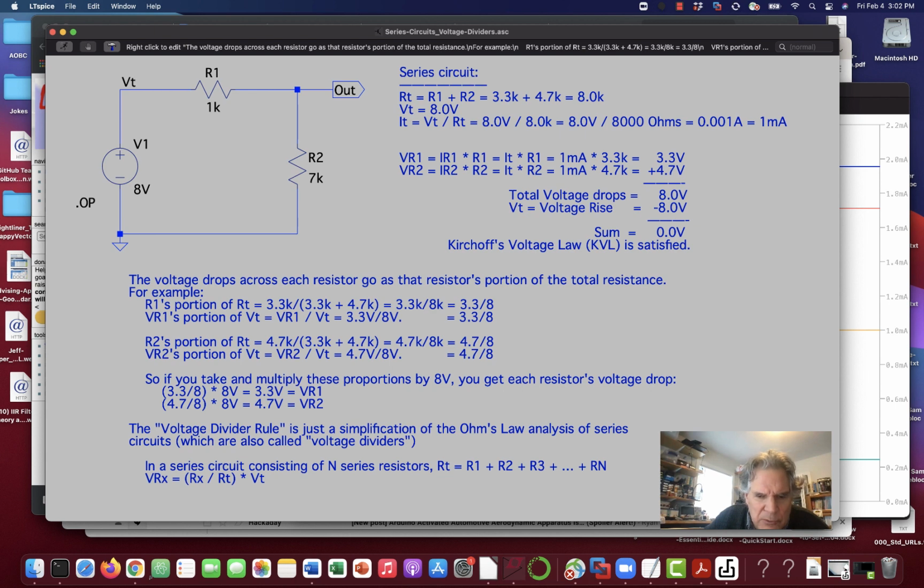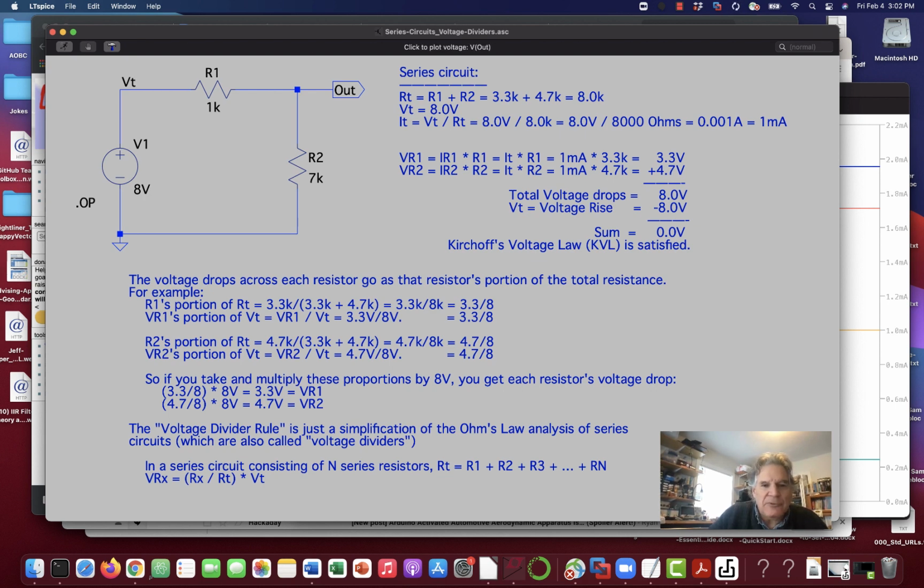Again, the voltage divider rule is just a simplification of the Ohm's law analysis. What it says is that we would have gone here and calculated the total resistance, RT equals R1 plus R2. And that's just what they're doing here. Essentially, you see this part here that says VT over RT? Well, that is your total current. Then you multiply it by whichever resistor you care about, and you get the voltage across that resistor. So VT divided by RT is IT, and then you multiply it by the resistor you care about.